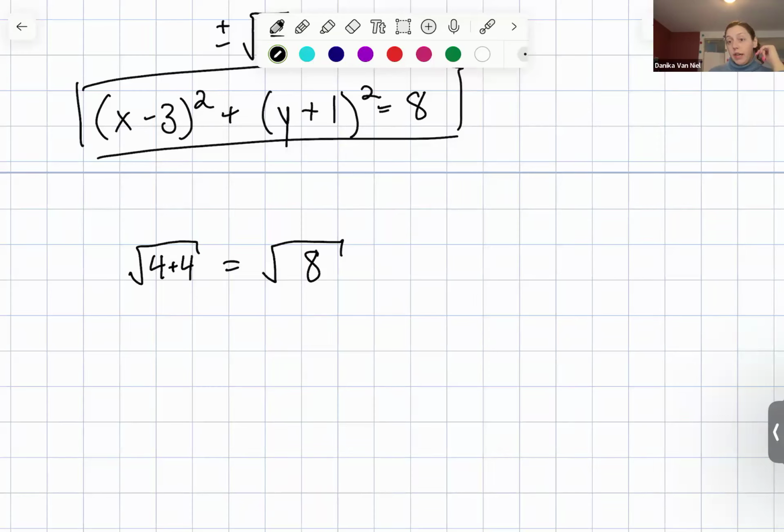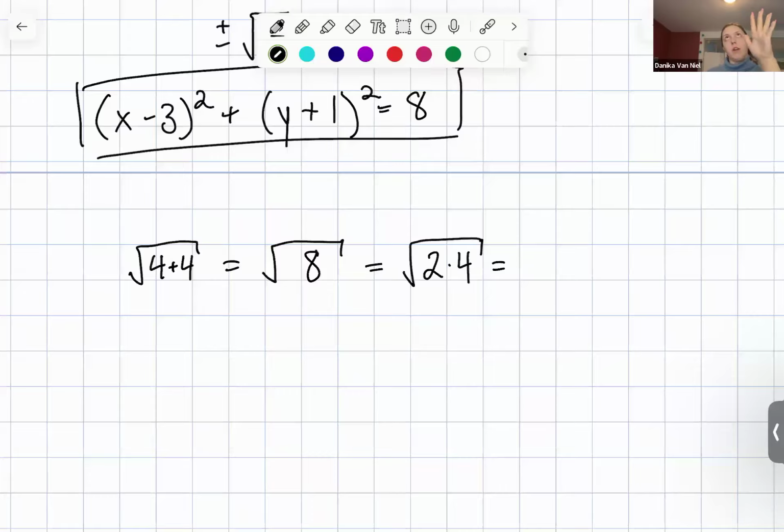And how you do that is you think about what are the different ways you can multiply to 8. 1 times 8, but that's not helpful, right? 4 times 2. 4 is a square, okay? So I got 2 times 4.